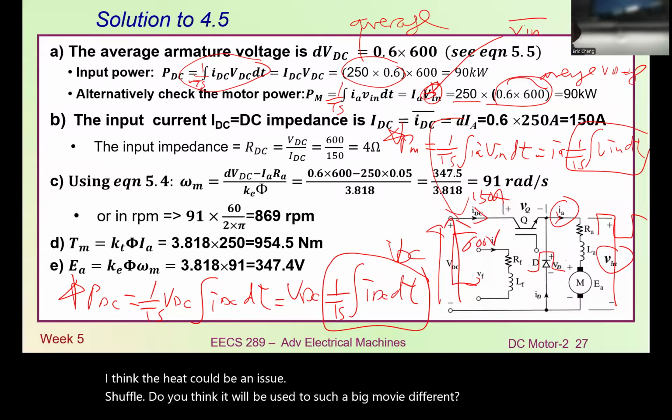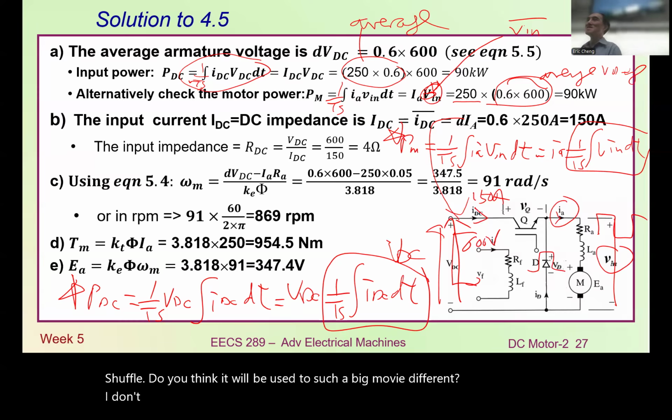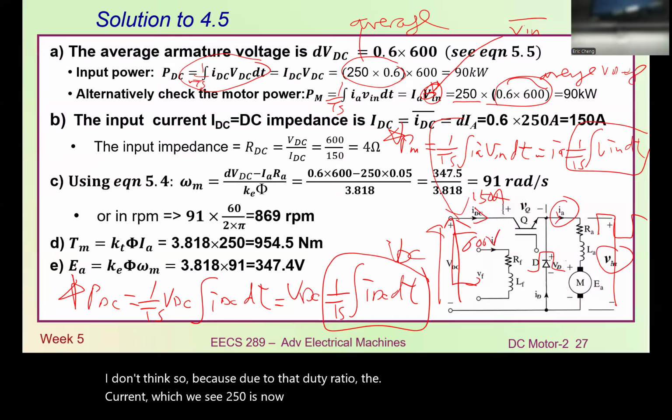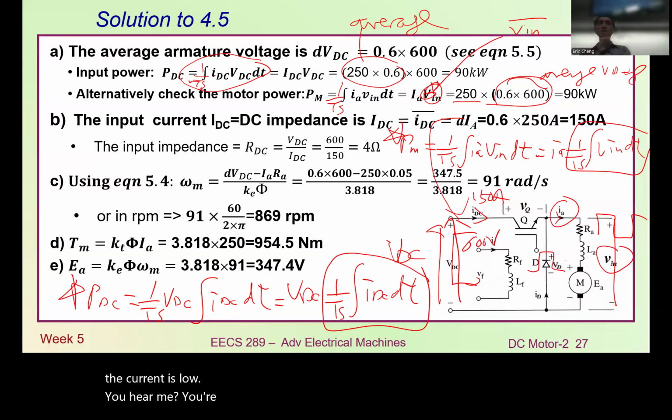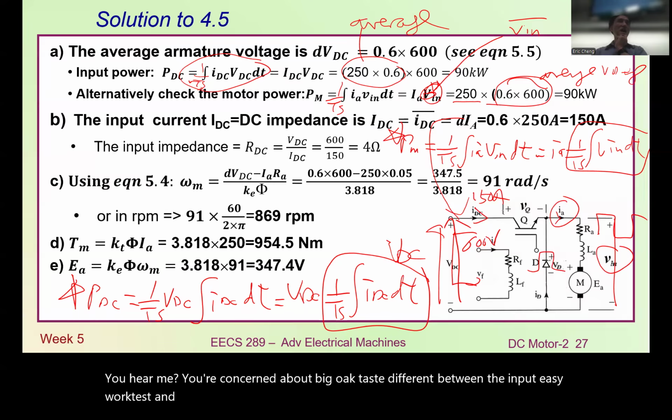I don't think so, because due to that duty ratio, the current which we see, 250, is now 150. So it's not going to affect that much because the current is low. Here, I'm mainly concerned about the big voltage difference between the input DC voltage and the motor back EMF, a difference of nearly half. But that is not a problem. Why is that?